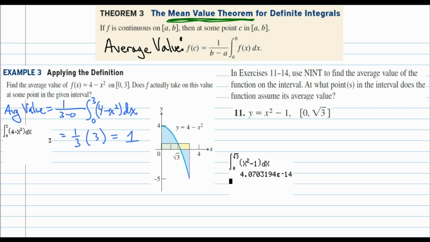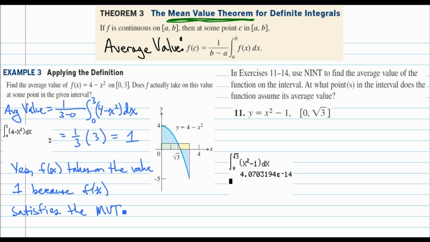f is continuous, so therefore there has to be that point c. So does f actually take on this value? Yes. f of x takes on the value of 1 because f of x satisfies the mean value theorem. It is continuous. Now try problem number 11.